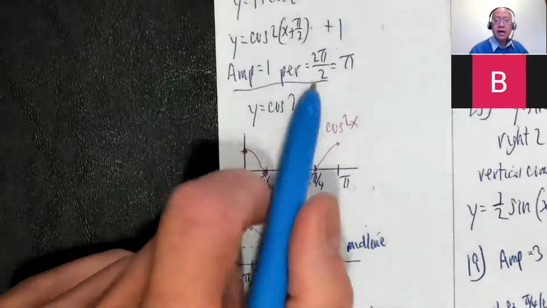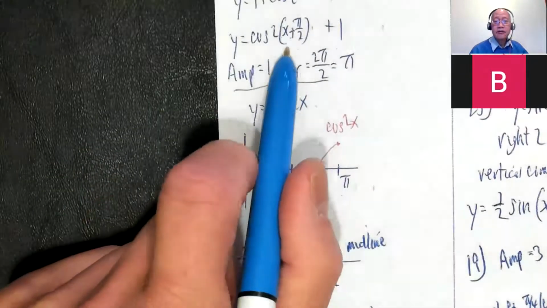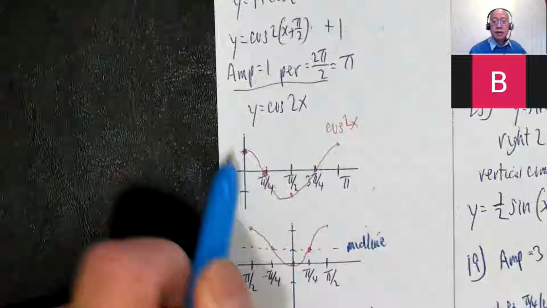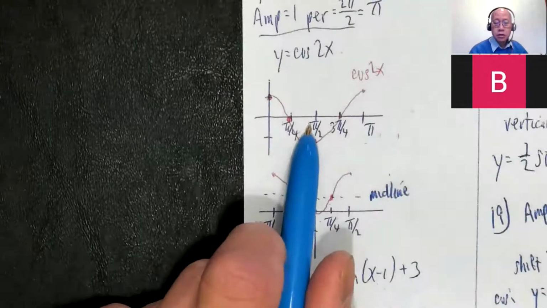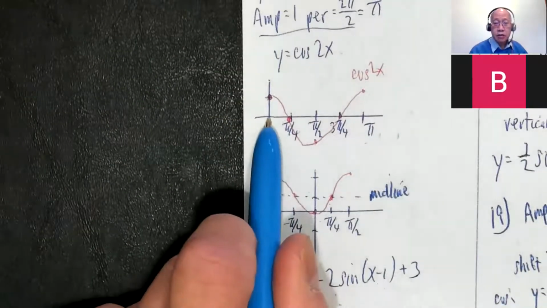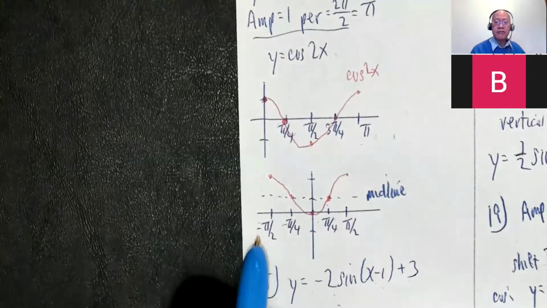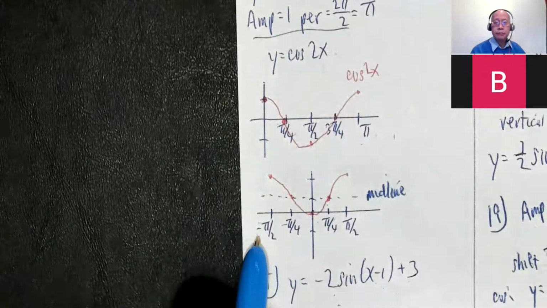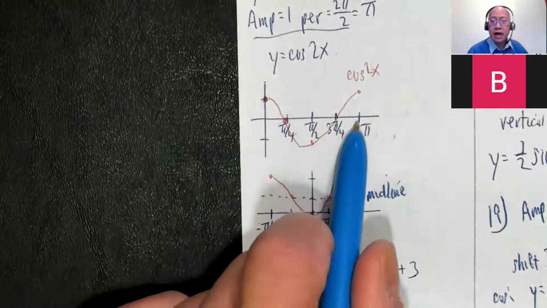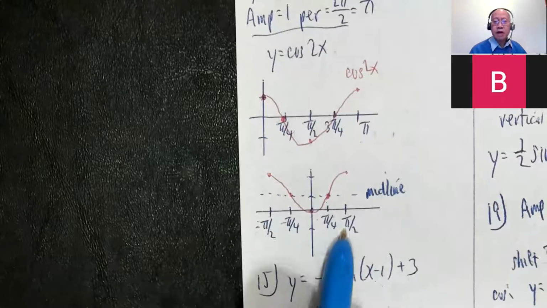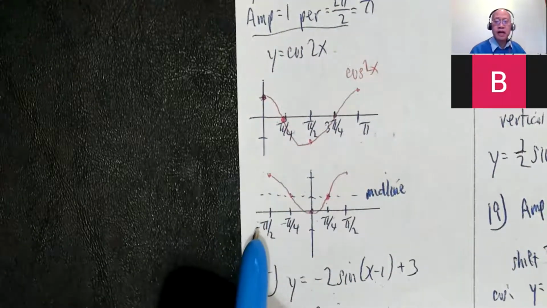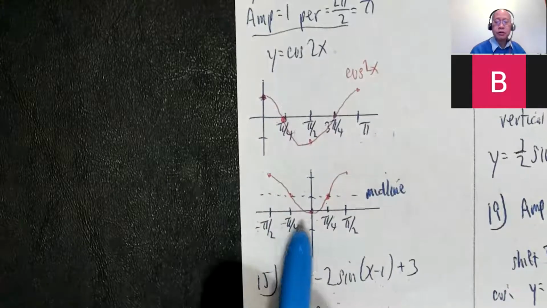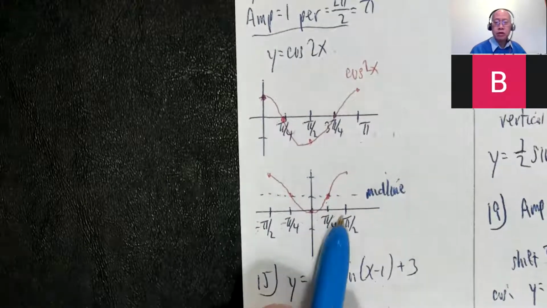Okay, now, because this whole graph has to go pi over 2 to the left, if I take 0 and move it to the left pi over 2, I'm at negative pi over 2. If I'm at pi, I go pi over 2 to the left, I'm at pi over 2. And if I do likewise, so one period is going to go negative pi over 2, negative pi over 4, 0, pi over 4, pi over 2.